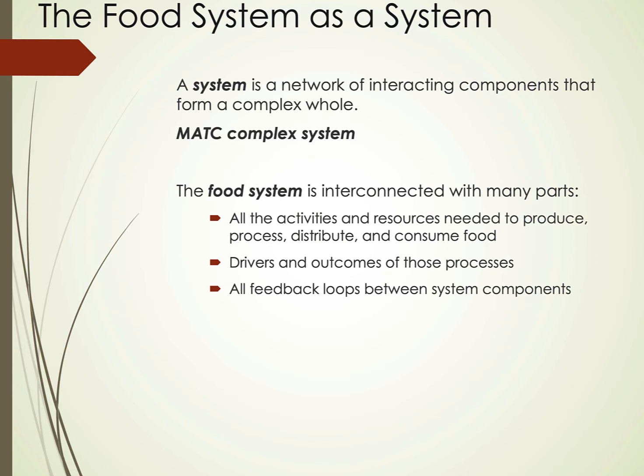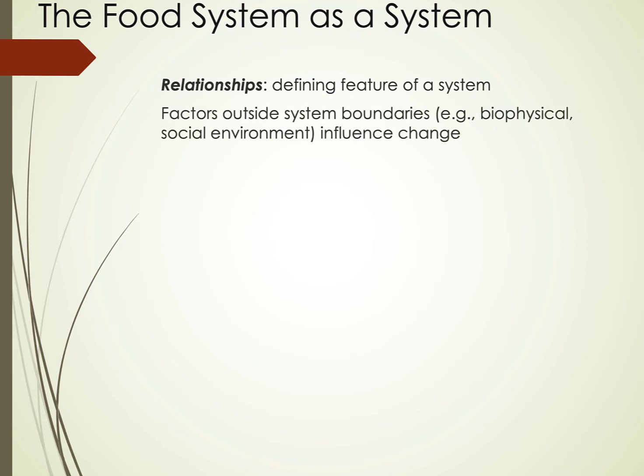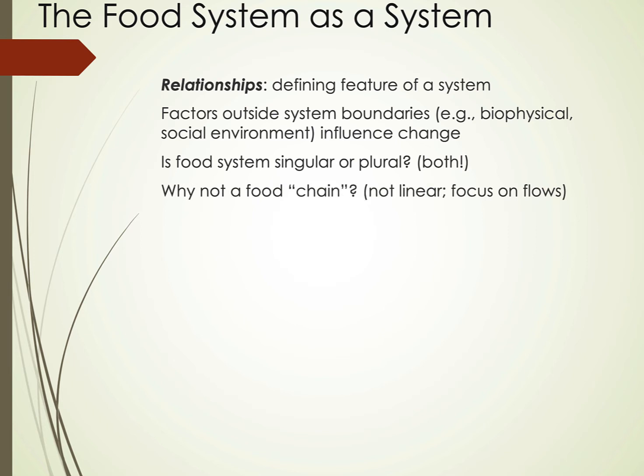So the food system is interconnected with many parts, all the activities and resources needed to produce, process, distribute, and consume food, with certain drivers and outcomes of these processes. The relationships are a defining feature of a system, along with factors outside the system boundaries. Again, this is all coming straight from the book, but just in case you don't have the book, I'm also bringing this up.